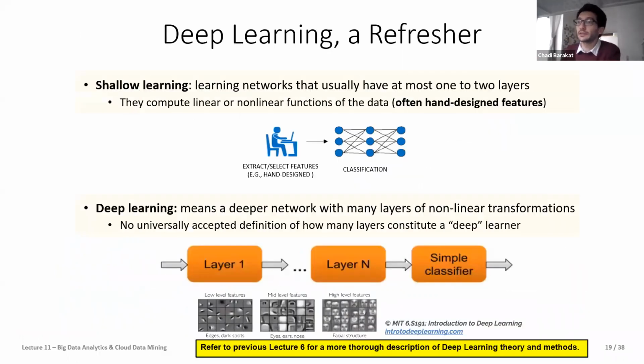But mostly, in a previous lecture, as Morris mentioned, by Rocco Sedona, the other PhD student, he described the difference between shallow learning and deep learning. And just as a reminder, shallow learning is learning networks that usually have at most 1 or 2 layers. And in these cases, mostly it's computing linear and nonlinear functions, but mostly a lot of layers that are very interconnected, trying to find connections and trying to do calculations, sometimes that are unnecessary.